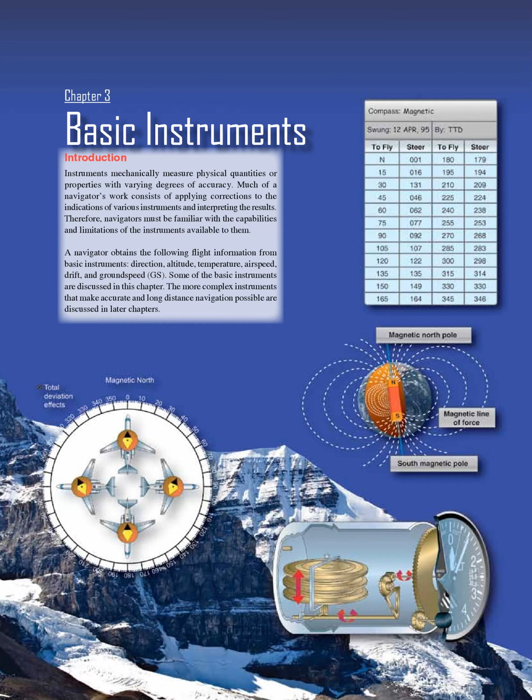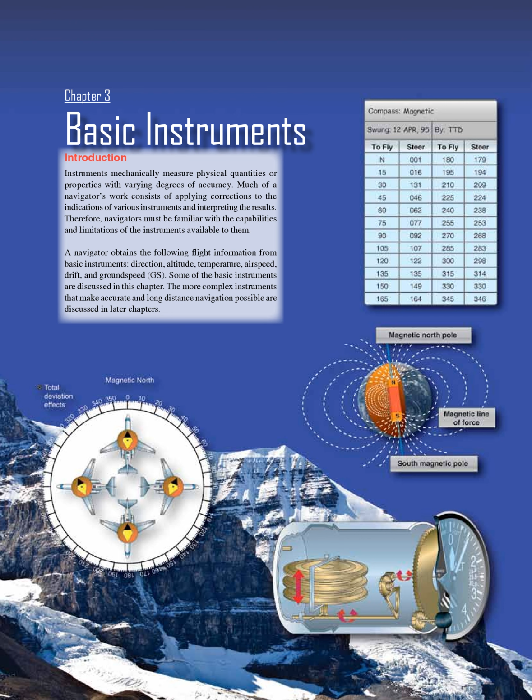Chapter 3, Basic Instruments. Introduction. Instruments mechanically measure physical quantities or properties with varying degrees of accuracy. Much of a navigator's work consists of applying corrections to the indications of various instruments and interpreting the results. Therefore, navigators must be familiar with the capabilities and limitations of the instruments available to them.